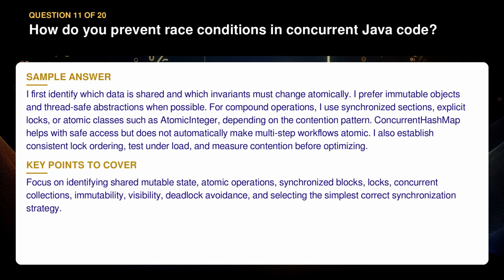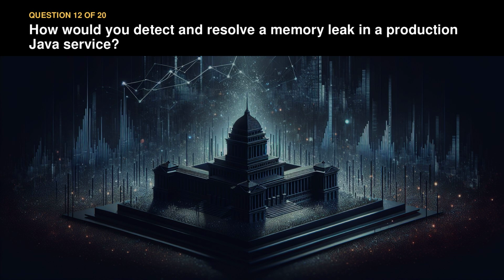Focus on identifying shared mutable state, atomic operations, synchronized blocks, locks, concurrent collections, immutability, visibility, deadlock avoidance, and selecting the simplest correct synchronization strategy. Question 12. How would you detect and resolve a memory leak in a production Java service?